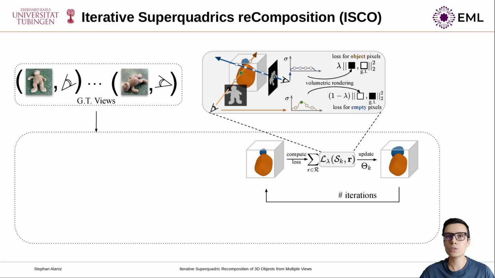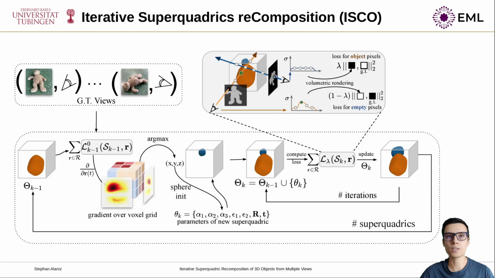Importantly, we split the loss term into pixels belonging to the object and those outside of the object. By putting a higher weight on the outside pixels, we discourage the superquadrics to extend beyond object boundaries, thus only covering local parts of the object.